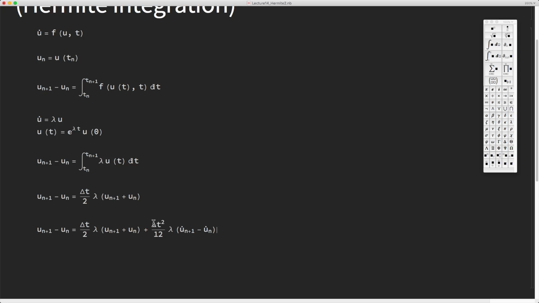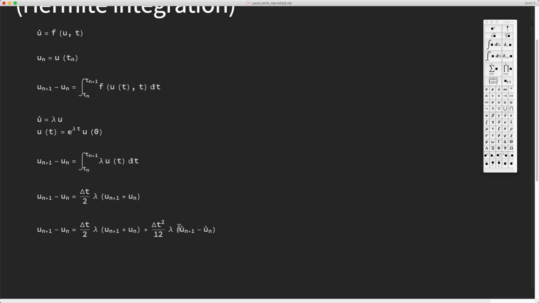So it's delta t squared over 12 times the time derivative of this function at n plus 1 minus the time derivative at n. So these are the two extra terms. And this scheme is fourth order in delta t, whereas this scheme of the trapezoidal rule is second order in delta t.